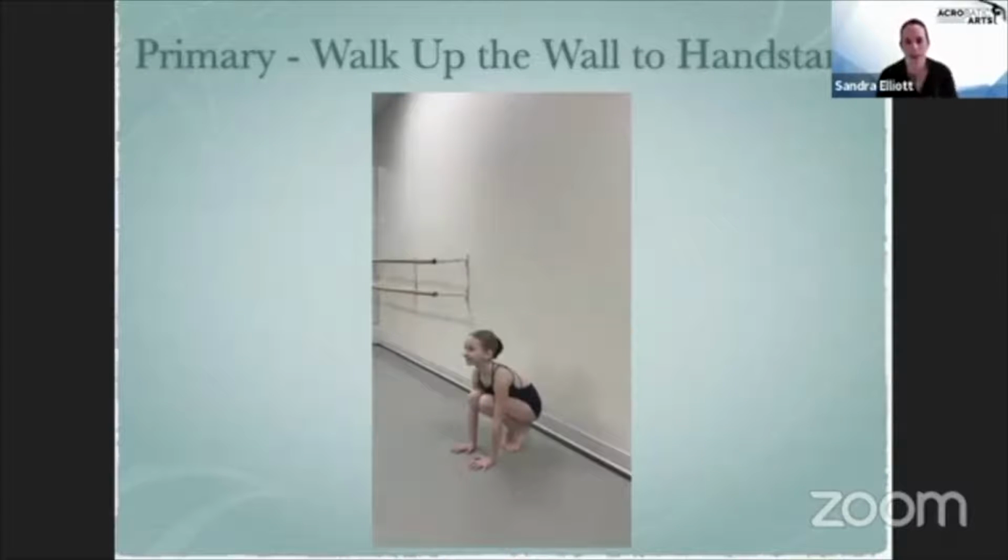Our walk up the wall to handstand is in the primary level. We are going to watch for the dancers. This is the focus that you'll see listed on the Acrodance Resource Center, and it's exactly what the examiners are going to be examining the dancers on. So we are looking for dancers being able to bear their weight on 2 points, working towards shoulders over wrists, so we're really trying to encourage that stacking position. Straight arms, hands shoulder width apart.